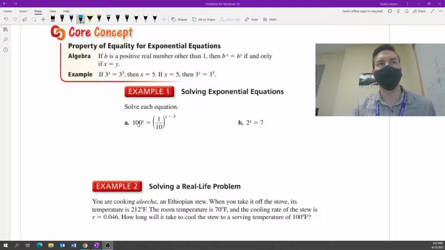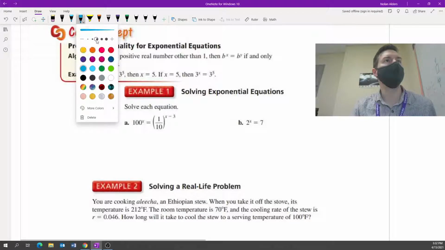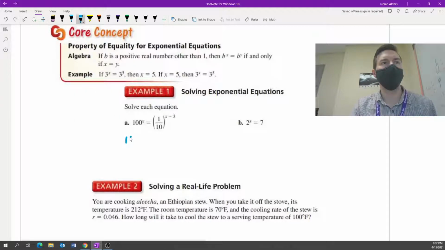What I'm going to do is try to get the same base on both sides, because I can see that this 100 we could rewrite as 10 squared. Let me change this. Alright, so we could rewrite this as 10 squared to the x, which would just be 10 to the 2x. This 1 over 10 we could write as 10 to the negative 1. 10 to the negative 1 to the x minus 3 power, we just multiply that, so that would be negative x minus 3.